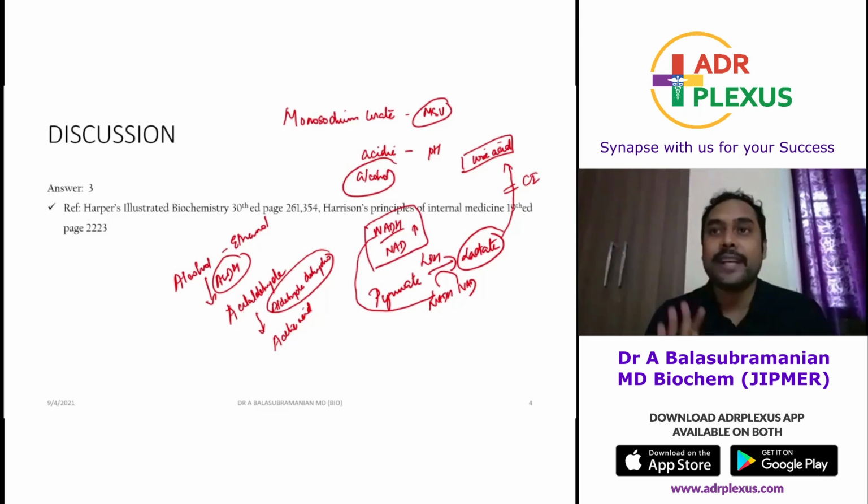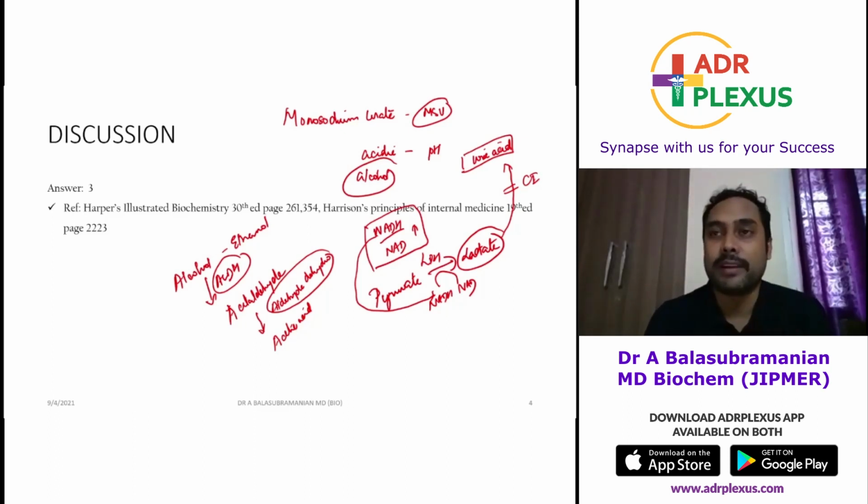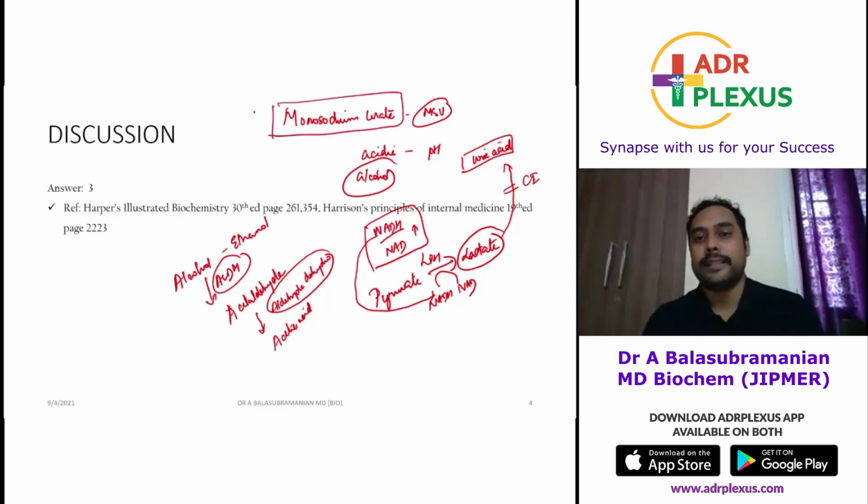There is more uric acid. Now the problem is where that uric acid is going to accumulate. It is going to the joints and it is going to accumulate there, precipitated. Those crystals are going to hurt the synovial membrane and the joint. So that is the reason why you are developing pain. Monosodium urate crystals are the main reason for causing the pain.